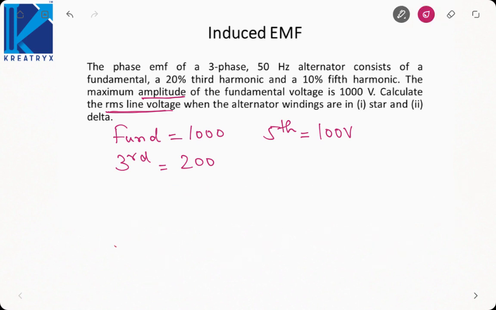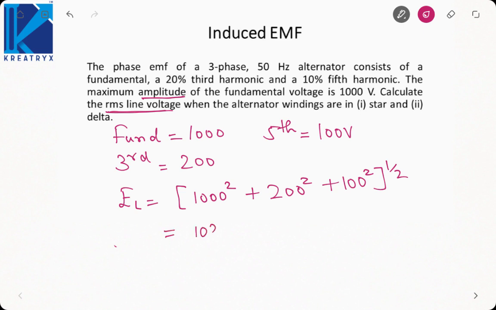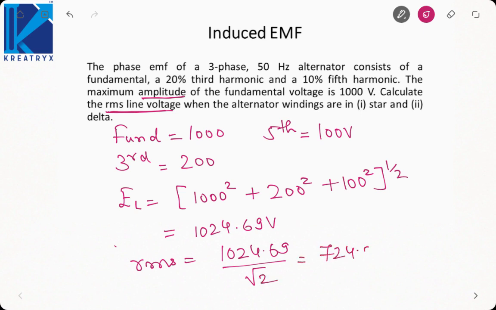Now let us consider the case when we have delta connection. In delta connection, line is same as phase, so that means third harmonic will also be present, which means the value will be under root of 1000 square plus 200 square plus 100 square. So this will come out to be 1024.69 volt. Now the RMS value will be this value divided by root 2, which comes out to be 724.568 volt.